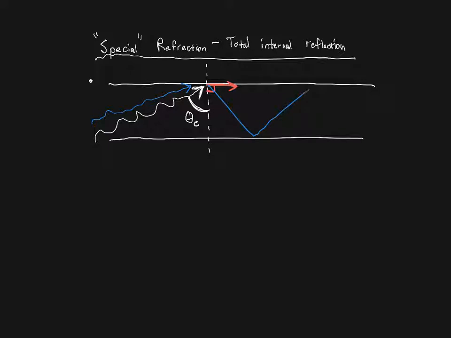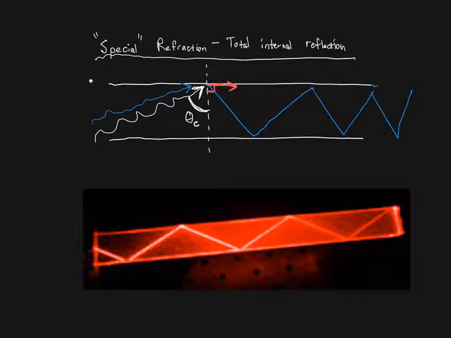So as long as this angle is correct, as long as I'm greater than this critical angle, I'm just going to keep reflecting down this tube. And I'm never going to escape, so I'm not going to lose any light. This is the way we use something called fiber optics.